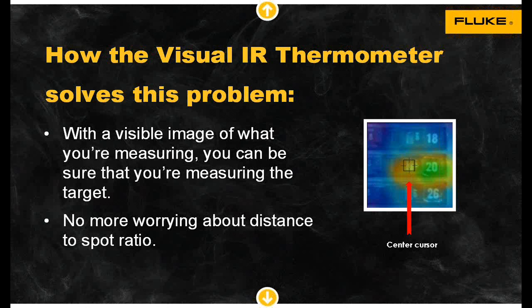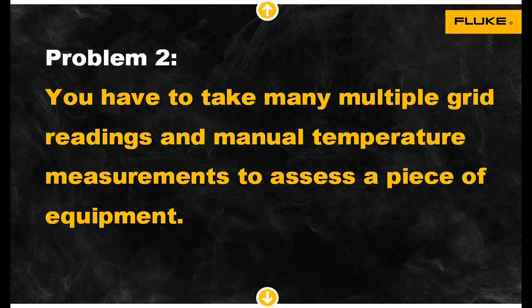No more worrying about distance to spot ratio. By using a heat map, you can quickly see how close you need to be to the object to get an accurate temperature measurement. Problem 2. You have to take many multiple grid readings and manual temperature measurements to assess a piece of equipment. Let's take a look.